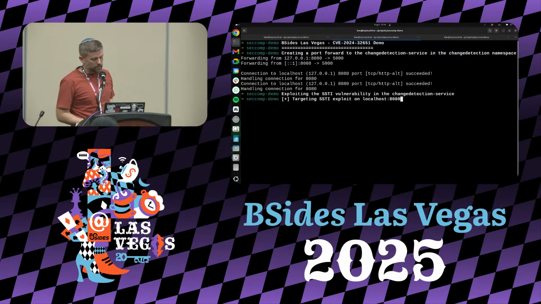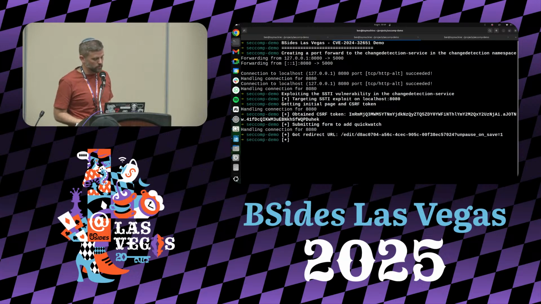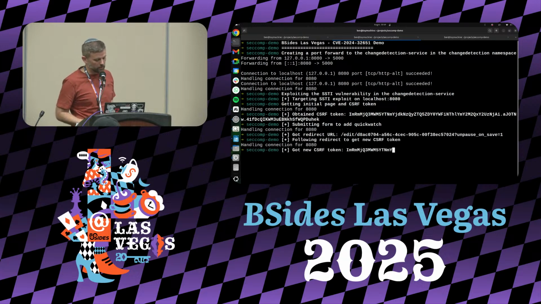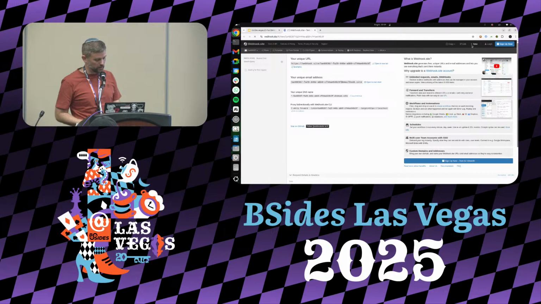So I'm trying to exploit the actual SSTI vulnerability. I've taken the publicly available POC and turned it into this demo, so the credit is not coming to me. I did some small tweaks. So I'm obtaining the CSRF token. Let's hope that the webhook site is working, because I wanted to show you what we are stealing.